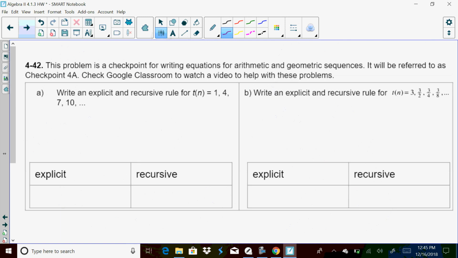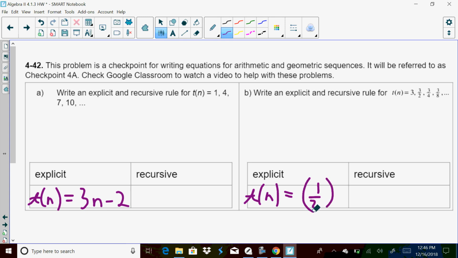Problem 42 says this problem is a checkpoint, so write the explicit and the recursive. I'm really just looking that you guys can write the explicit. So this one, the explicit is t of n equals 3n minus 2. For this one, it's exponential, so it's t of n equals 6 times 1/2 to the n. So don't worry about the recursive, at least for right now.